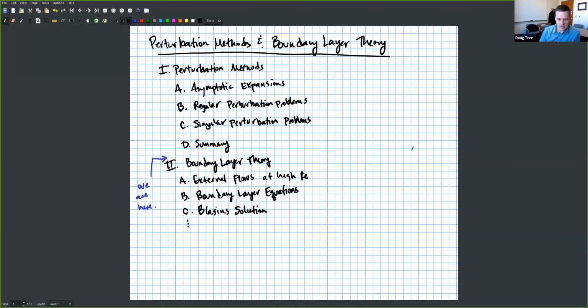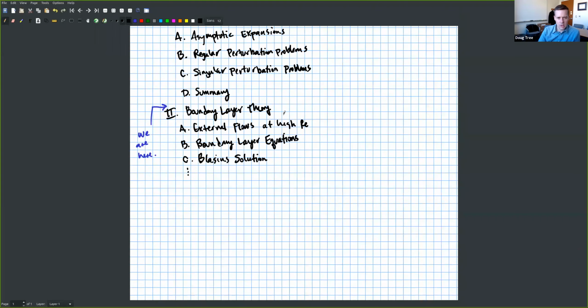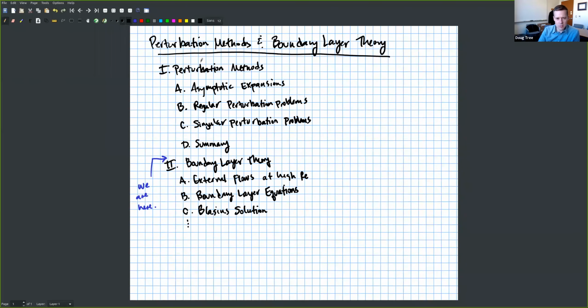Okay, so let's dive in here then to perturbation methods and boundary layer theory. So we talked through perturbation methods. We talked about asymptotic expansions and regular and singular perturbation problems. And we saw, for instance, in regular perturbation problems, you just substitute the asymptotic expansion in, and it sort of gets rid of the problematic term, but then it creates a lot of subproblems that you have to do. And in singular perturbation problems, it was even worse because it got rid of the problematic term, but it turns out the problematic term can't really get rid of.